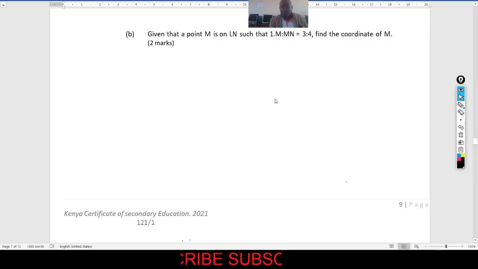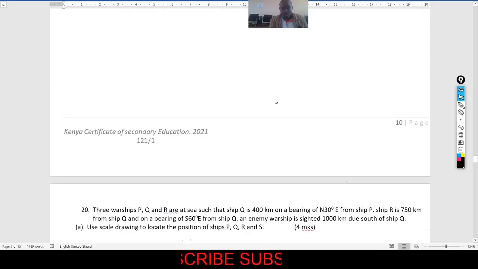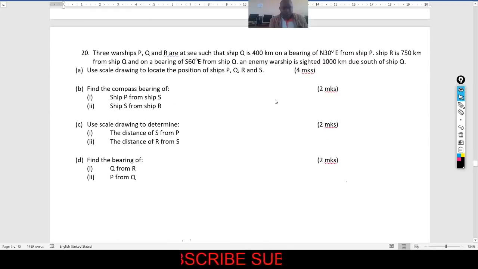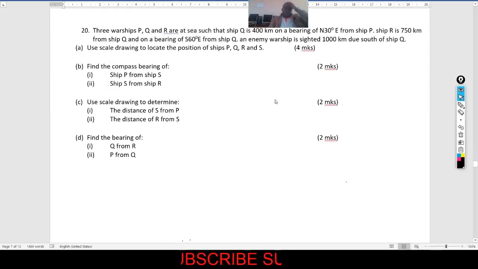Now, I move to the next question. That is question number 20. Number 20 is a question on scale drawing. Three warships P, Q, R are at sea such that ship Q is 400 kilometers on a bearing of north 30 degrees east from ship P.